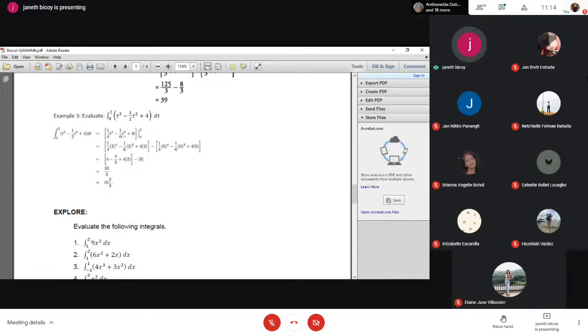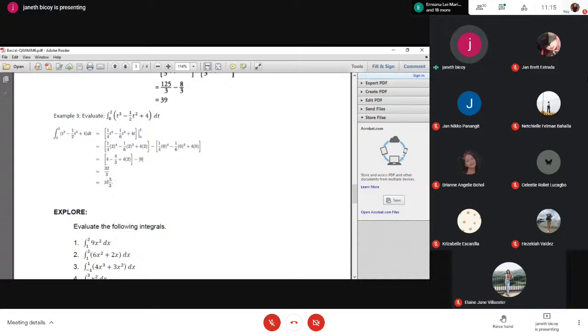T cubed over 3. Multiply that by 1/2. 1/2 times 1/3 is 1 over 6. 4 dt is 4t, evaluated from 0 to 2. So substitute t equals 2, minus this expression when t is equal to 0, and it will give an answer of 10 and 2/3.